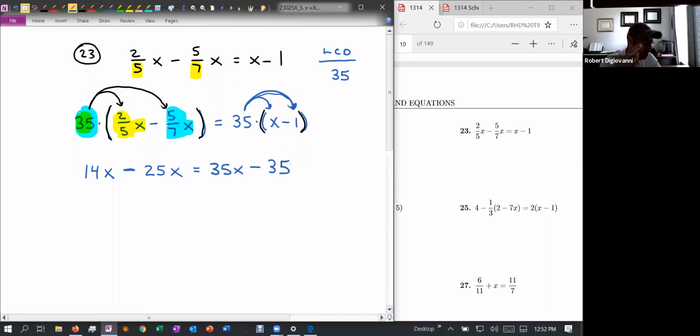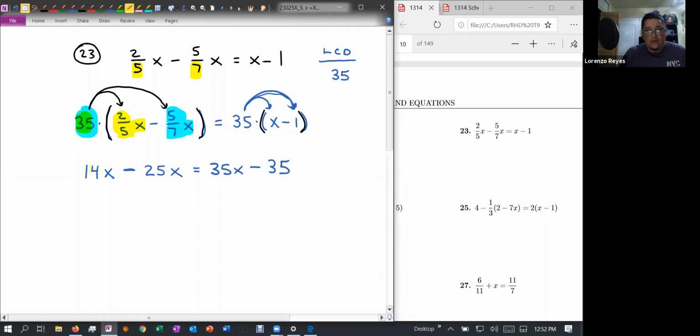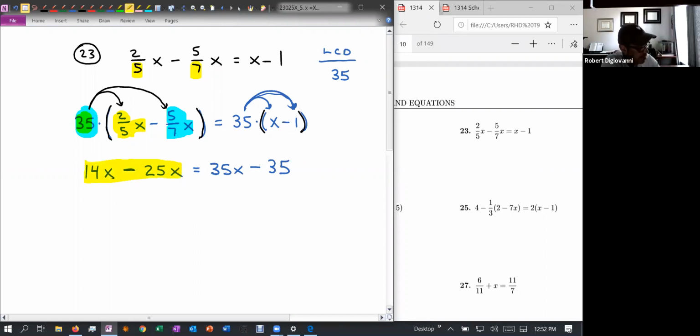So we've simplified, now we collect like terms. Can we collect anything together? I'm on step 3. Oh, all the x's, right? On the left-hand side, we can put those x's together. 14 x's take away 25 x's. Shouldn't that leave me with negative 11 x's equals 35x minus 35.